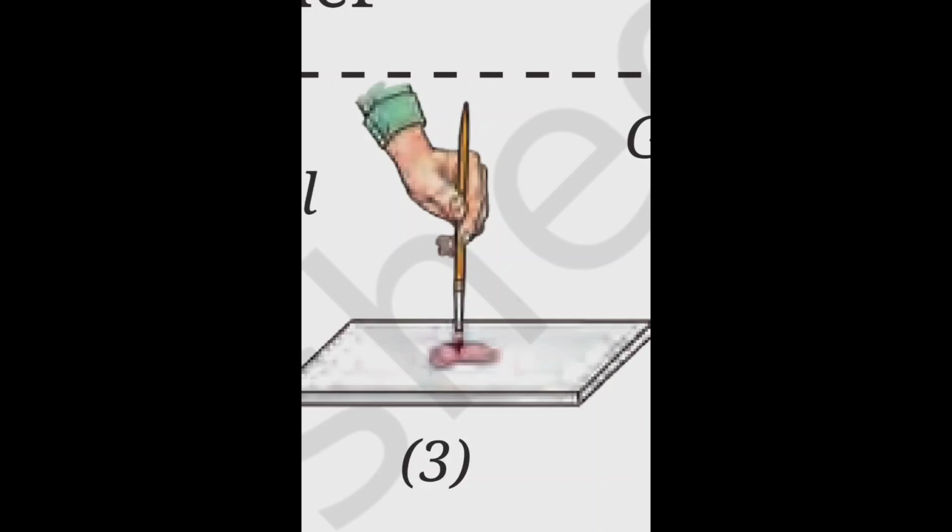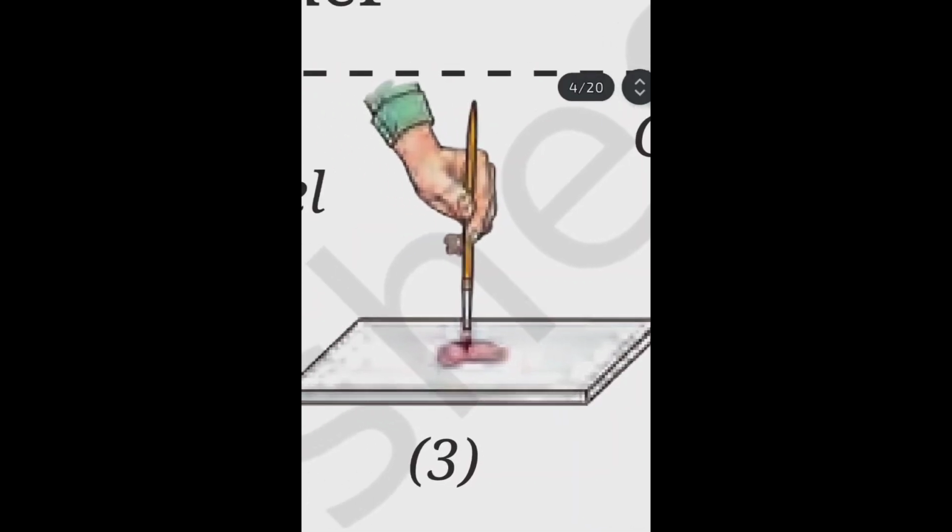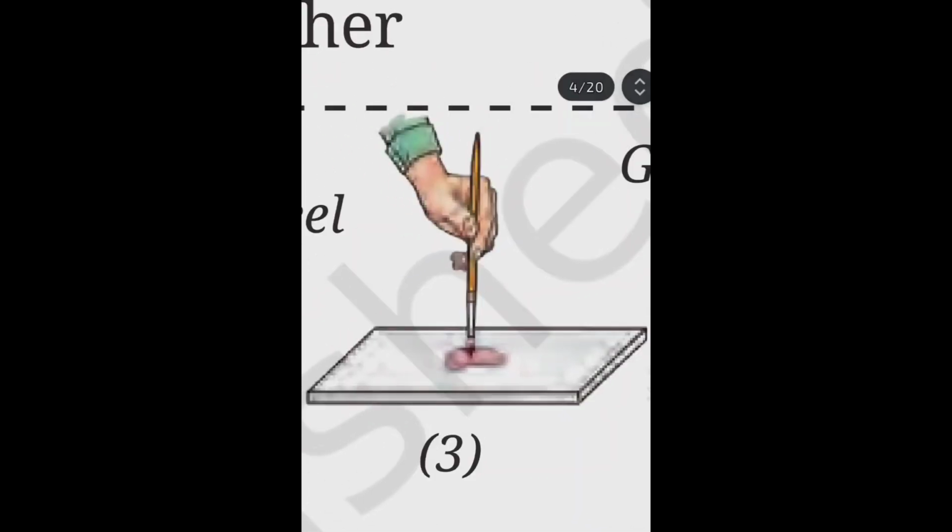Now carefully place the stained onion peel on the glass slide using a thin brush. This is the thin brush, and using this thin brush, the person is just keeping this onion peel on a glass slide. Ensure it does not break or fold. You should be highly careful while doing it.